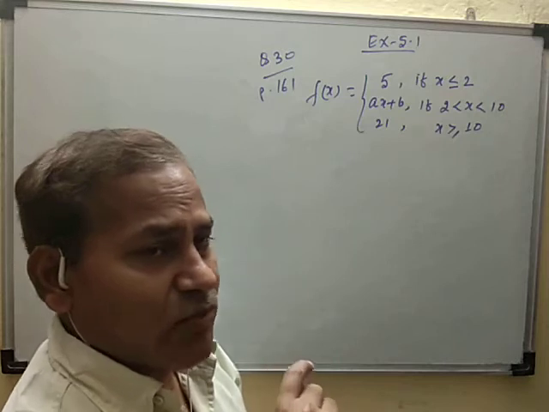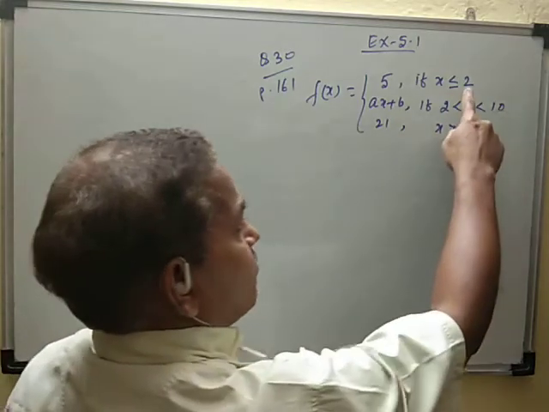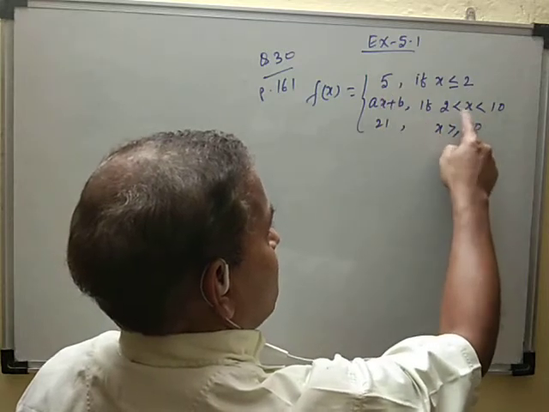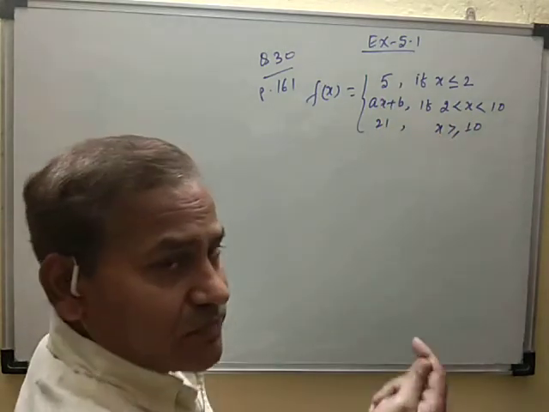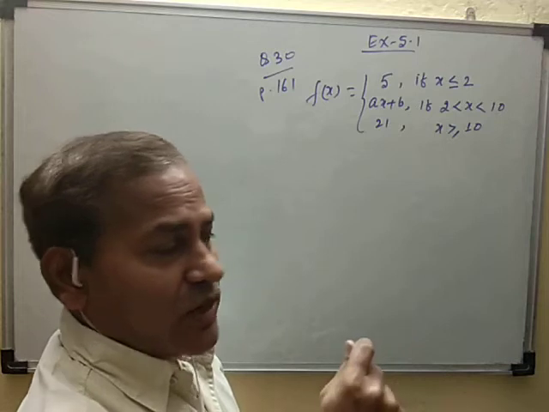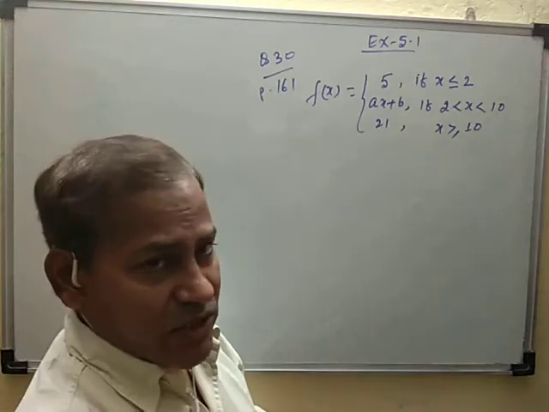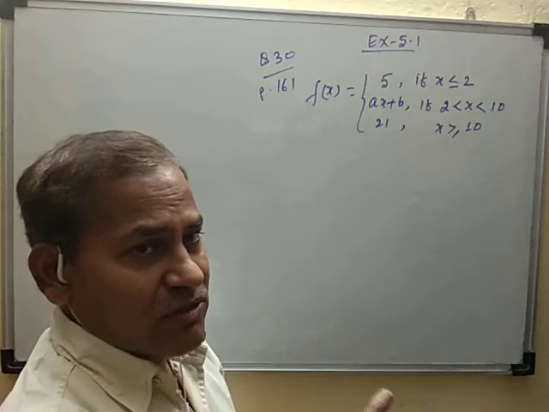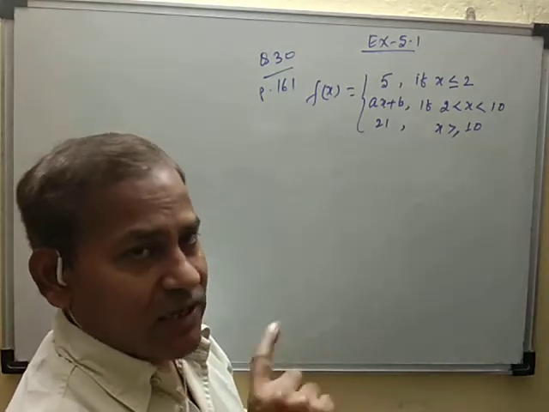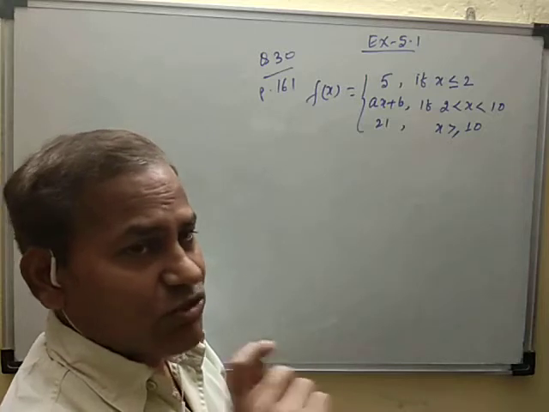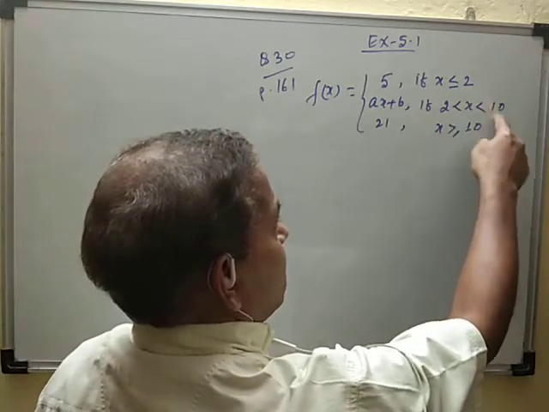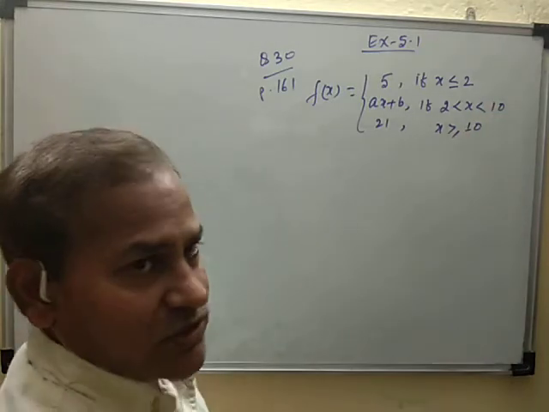So what is the turning point here? One point is 2: when x is less than 2 the function value is 5, and when x is greater than 2 the function value is different. So 2 is a turning point. Similarly 10 is a turning point. So the function is continuous everywhere, so it is continuous at 2 and 10 also. Why are we supposing 2 and 10? Because 2 and 10 both are turning points of this function.